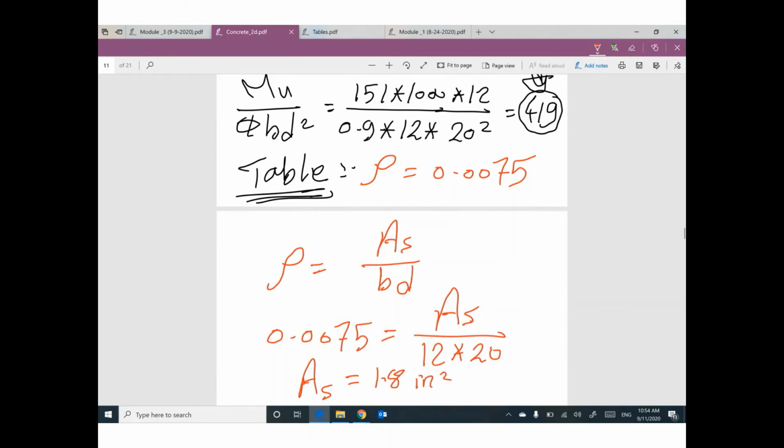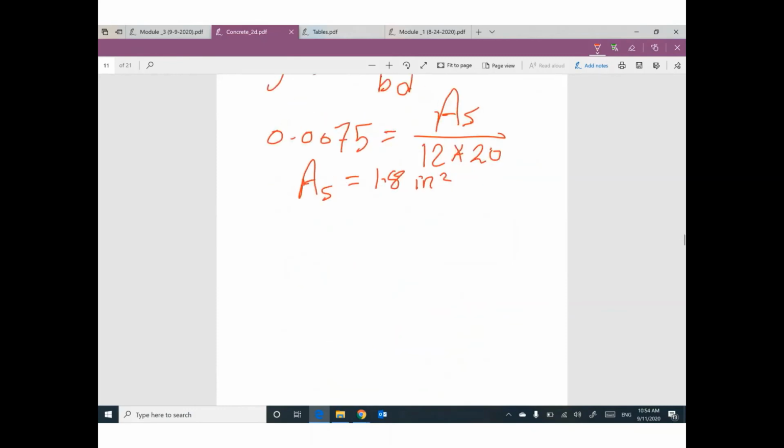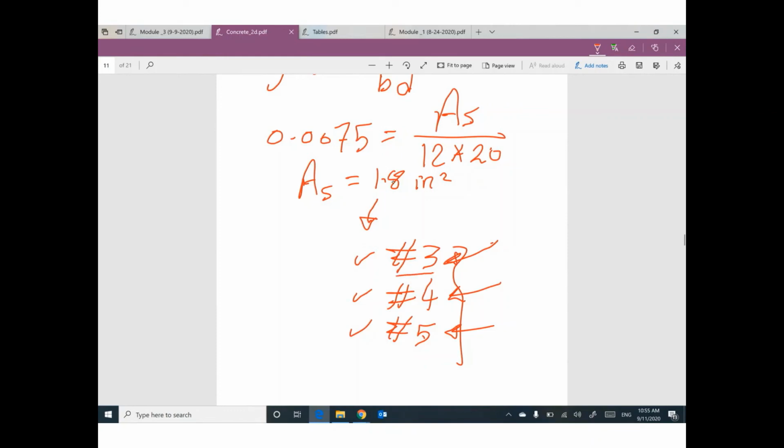Can you convert this area of steel to a number of bars? How many bars for number 3? How many bars for number 4? How many bars of number 5? Then we can take a decision on which one to select. Actually, in your exam, you can only put one option. But I'm trying to show you how many bars if you use number 3, number 4, or number 5. Let's see.